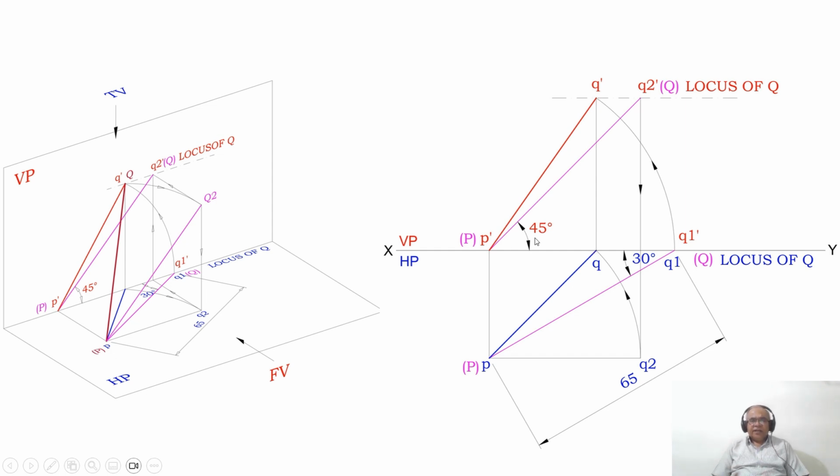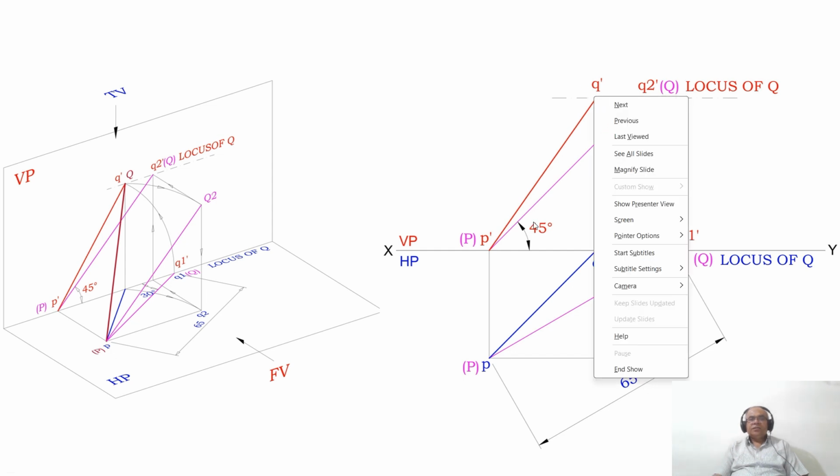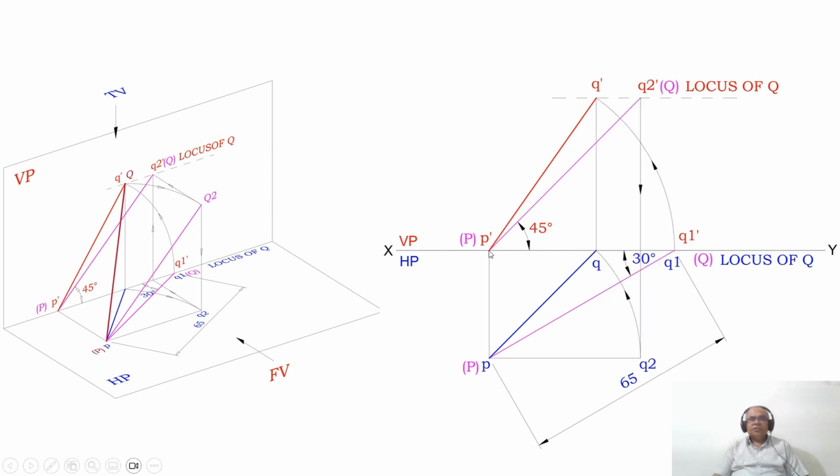So how to analyze finally? This is the final conclusion. What I can do is, this is the front view because the top view line is inclined. You know this is the top view because its front view is inclined. You know this is the true length in the front view because its top view is parallel to XY. You know the true length in the top view because its front view, that is P dash to 1 dash, is parallel to XY. So hence our problem is right.